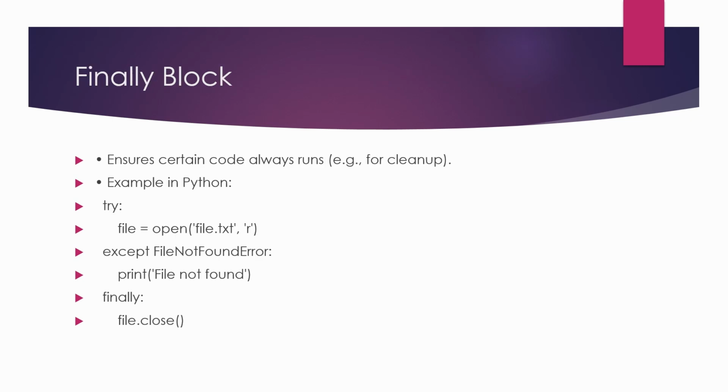Sometimes you need to ensure that certain code is executed regardless of whether an exception occurs or not. This is where the finally block comes in. It is used for cleanup actions like closing files or releasing resources. Even if an exception is thrown, the finally block will execute, ensuring proper resource management.